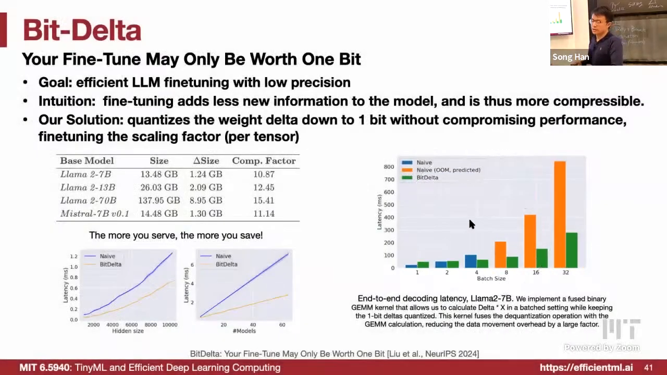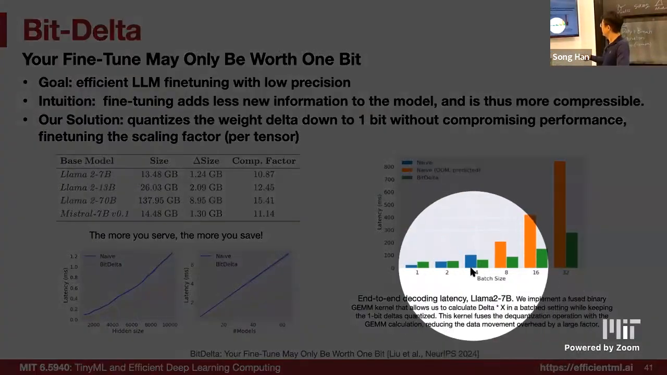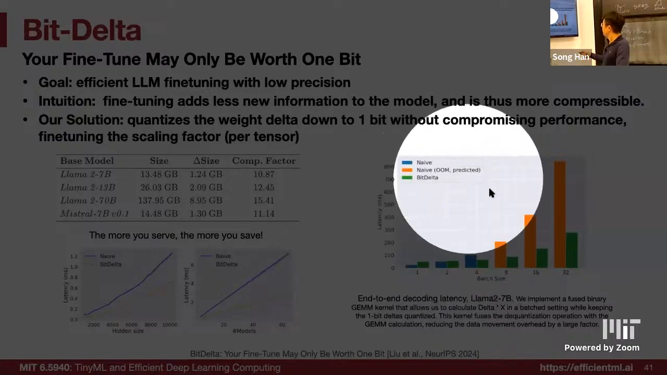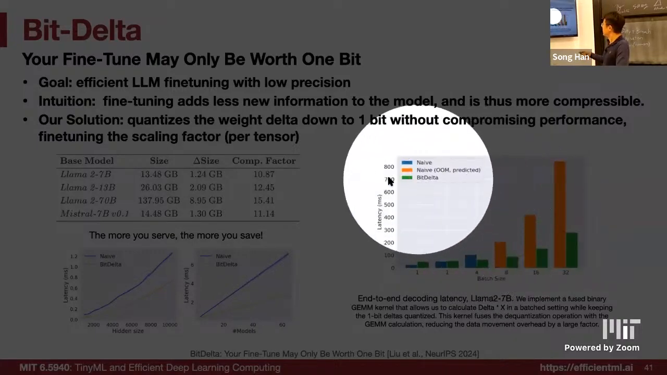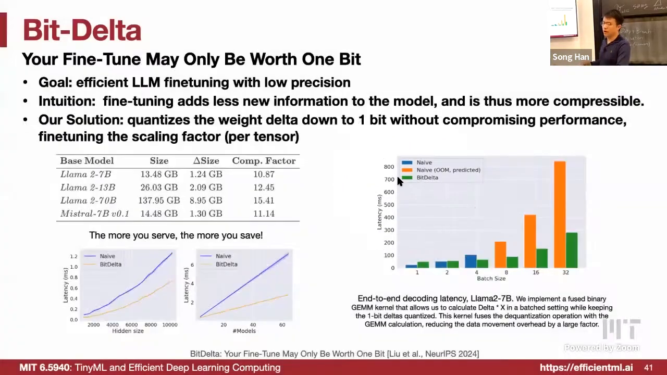And the right-hand side is comparing the end-to-end latency with the naive method. It stopped at a batch size of 4. After that, it basically ran out of memory. It becomes orange, which is ran out of memory, but we predict the latency. And the green part is the BitDelta. We implement a fused binary GEMM kernel to calculate the delta times the X.